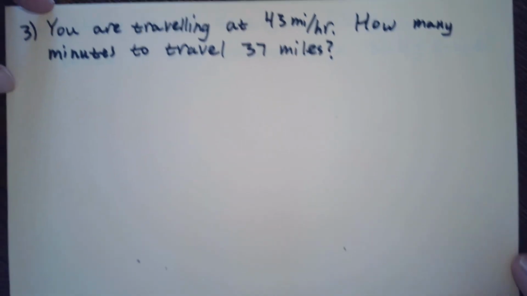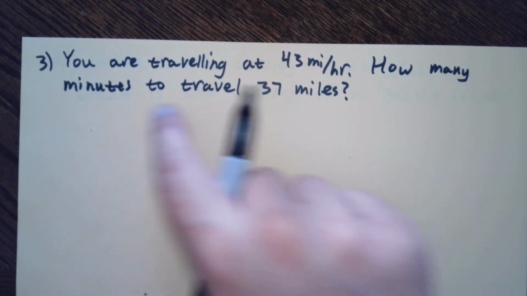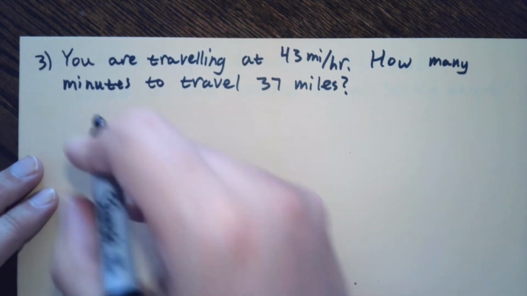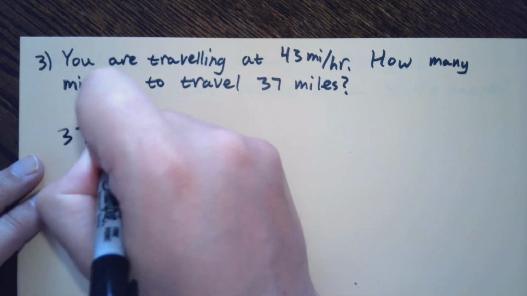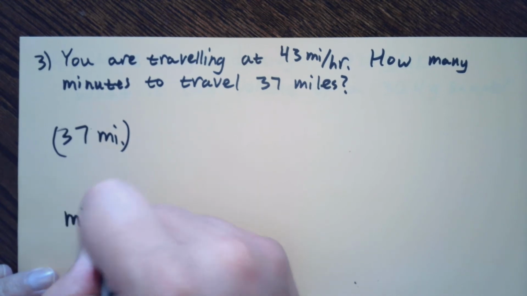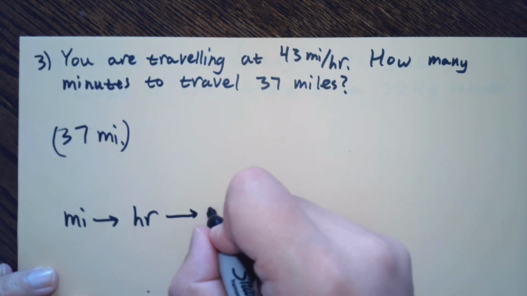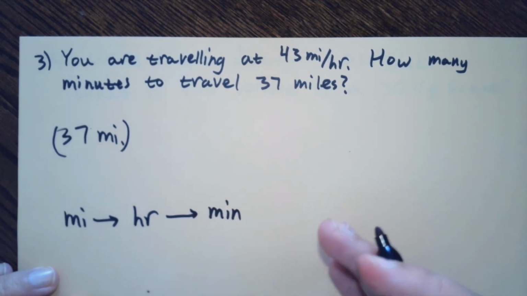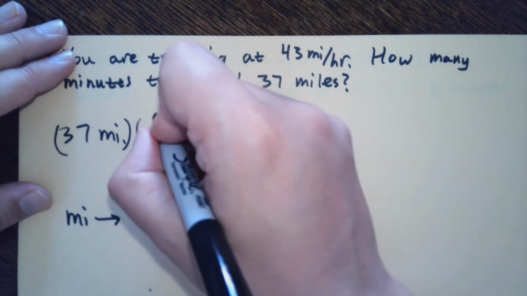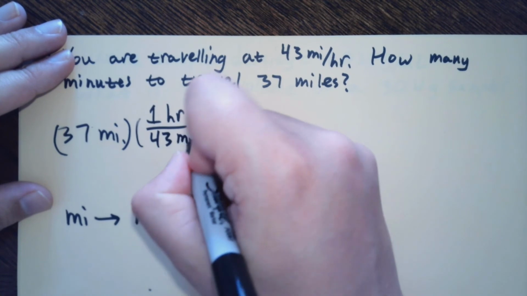Alright, so we got another compound unit problem here. We got a unit of distance over unit of time. How many minutes does it take to travel 37 miles? Alright, so here's what we know. We know we have 37 miles. Okay, and we've got to get that to minutes. So if I have miles, I can get that to hours using our speed here. And I can get that to minutes knowing that there are 60 minutes in an hour. So 37 miles. So every hour we will have traveled 43 miles.